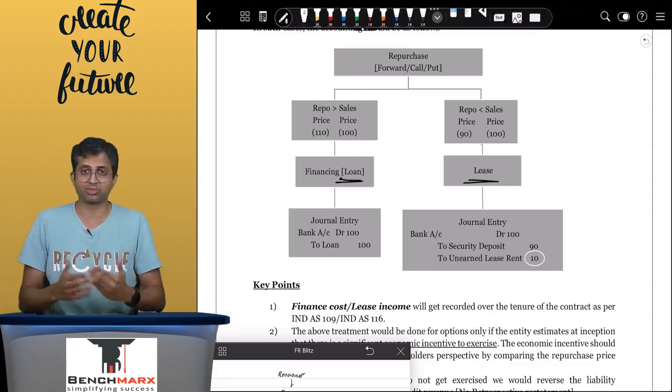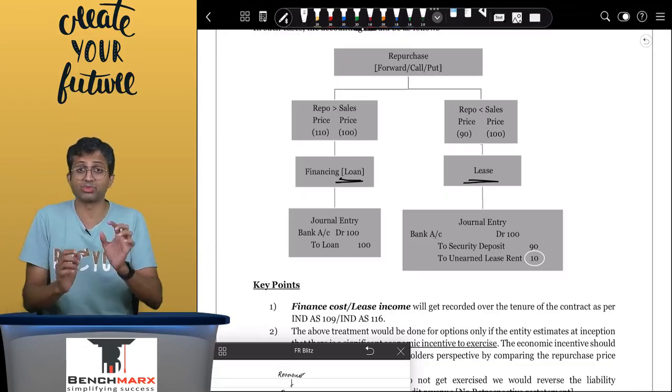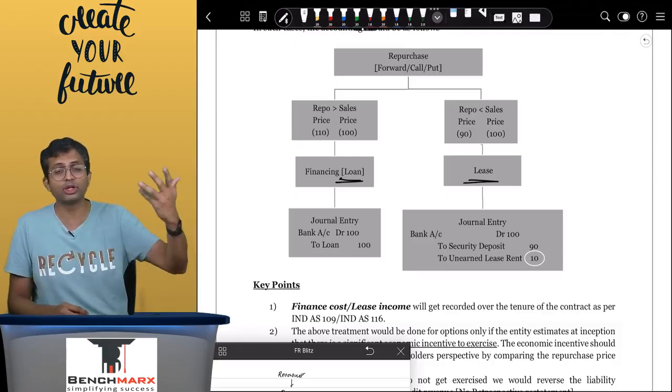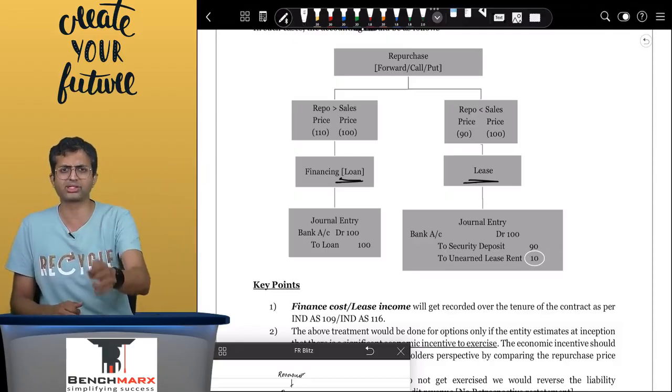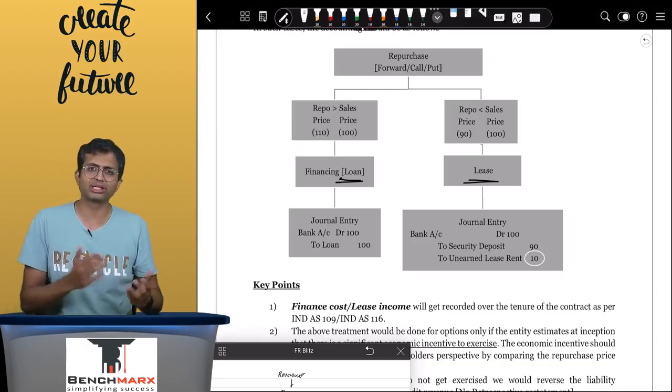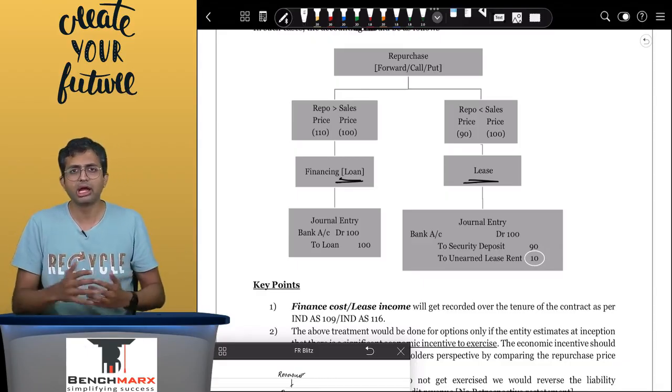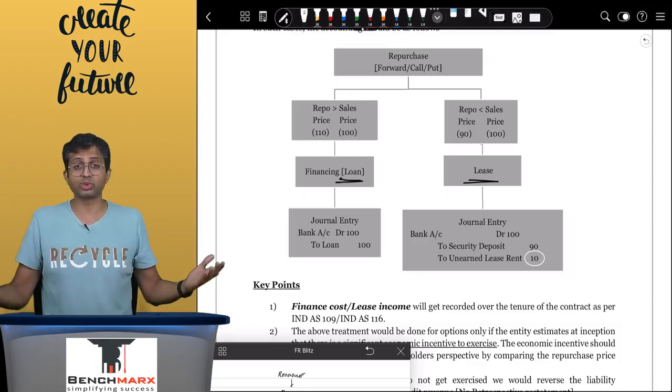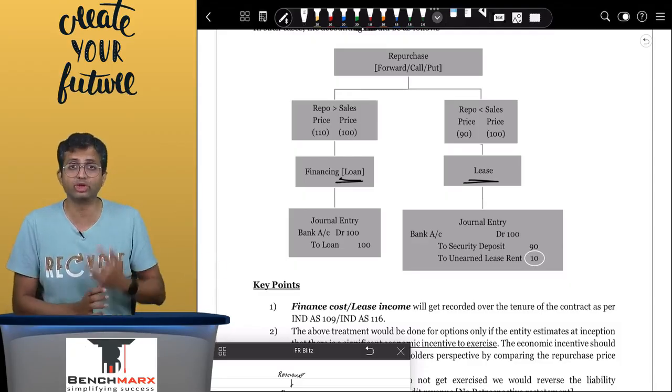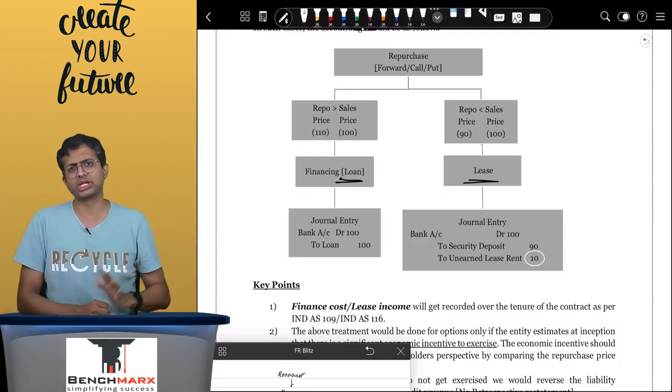However, if the repurchase price is 90 or 110, as the case may be, and you are expecting the market price to be 50 rupees after 1 year, in all likelihood you will not exercise the repurchase option. Well, if you don't exercise the repurchase option, in which case the repurchase will not happen, this is a genuine sale. Your entry will be bank account debit 100 to sales 100.